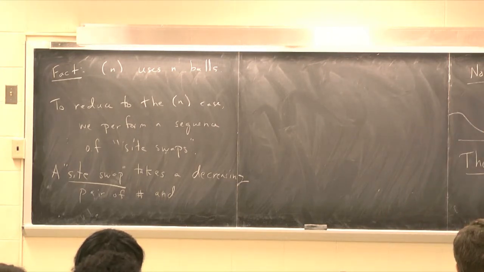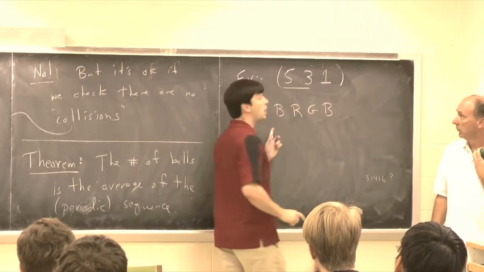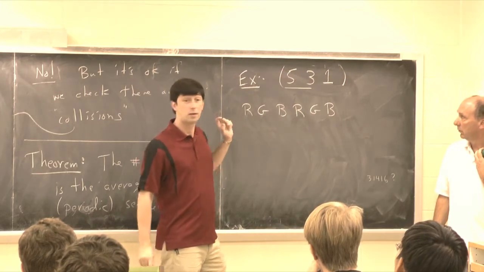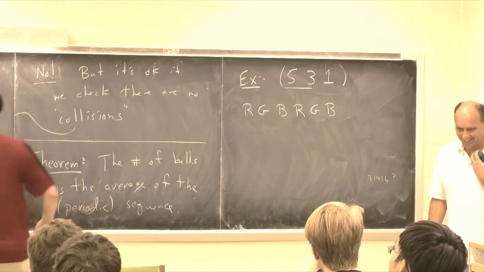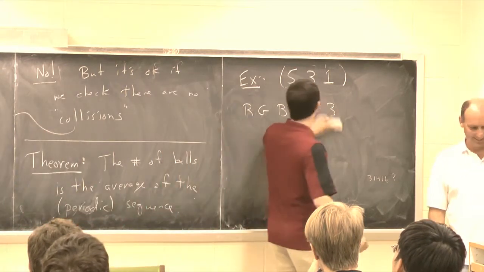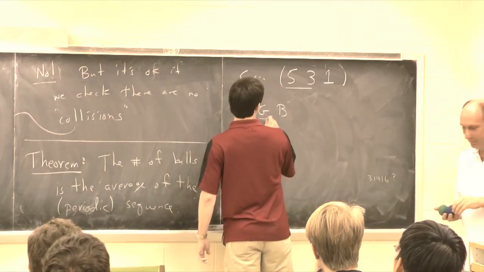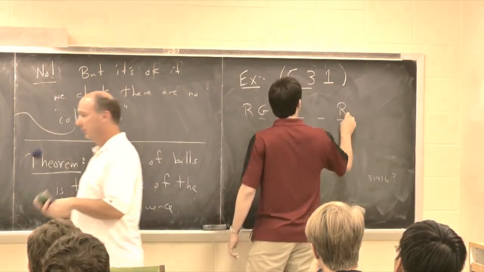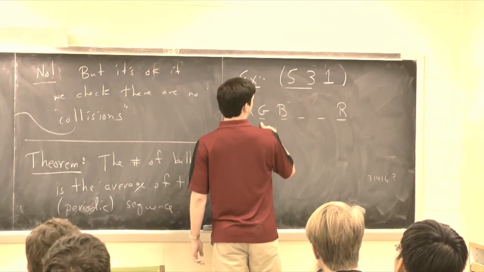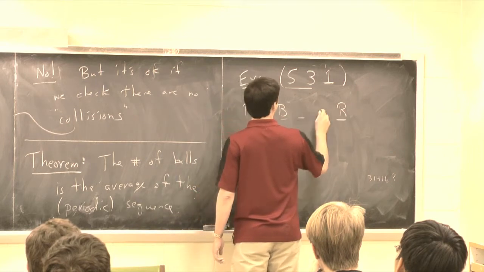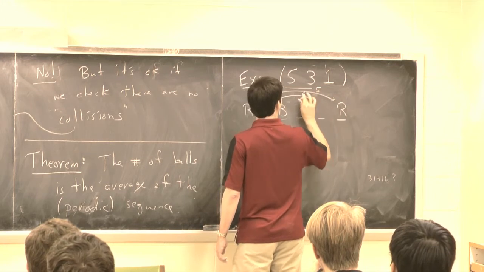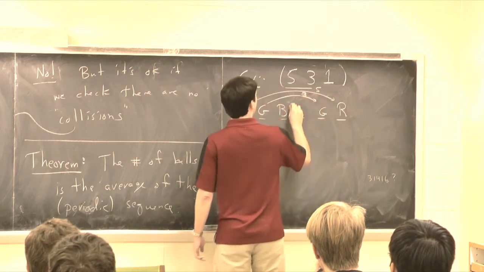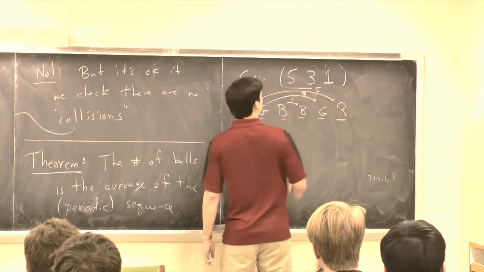So 5, 3, 1, we have red, green, blue, red, green, blue. How do I know I have 3? Because the average is 3. And so this one's going to be thrown. Oh, that's totally wrong, right? The red is going to be thrown, so it comes down 1, 2, 3, 4, 5 later. And the green one is going to be thrown, so it comes down 3 later. So this red is 5. The green one is going to be 3. So it comes down there. And then the blue is going to be thrown 1.